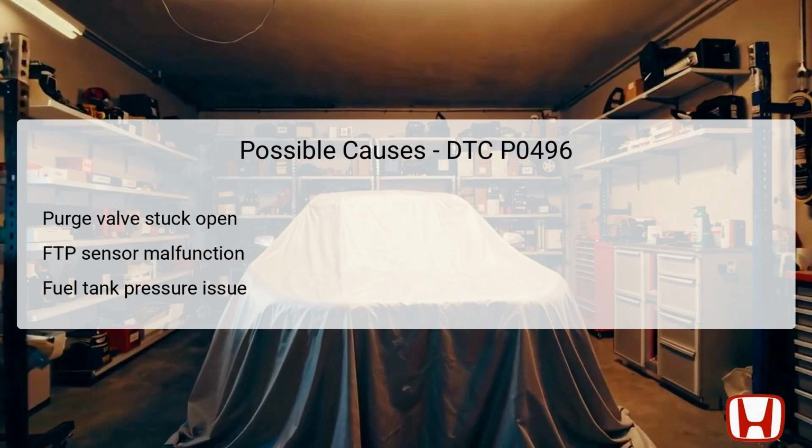The primary possible cause of the P0496 code is the EVAP canister purge valve being stuck open. This could lead to the system allowing too much vapor to enter the engine, resulting in abnormal emissions. Additionally, a malfunction in the fuel tank pressure (FTP) sensor may also contribute to this issue, as it monitors the pressure conditions within the evaporative system.